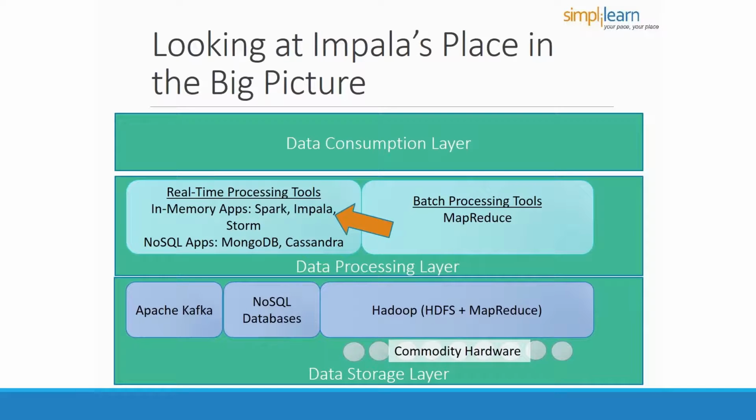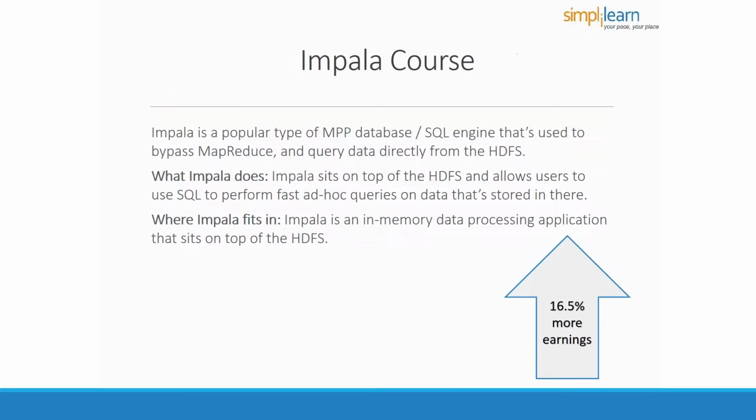Next, we're going to look at another in-memory application called Impala, and it sits in the data processing layer. Impala is a popular type of massively parallel processing database, and you use it as a SQL engine to bypass MapReduce and query data directly from the HDFS.